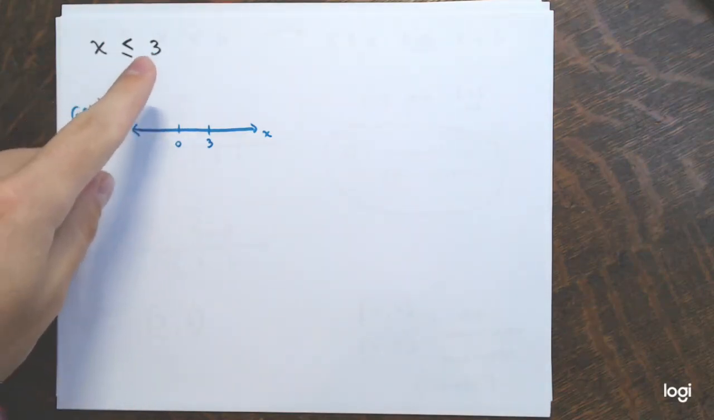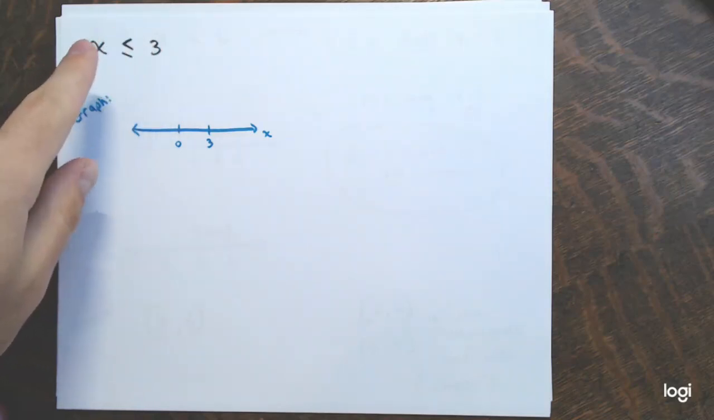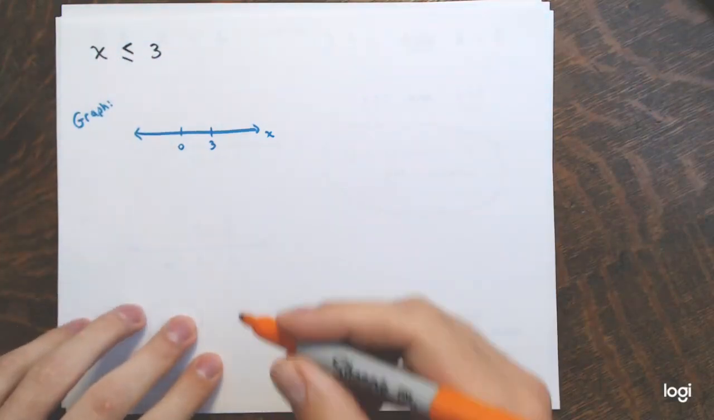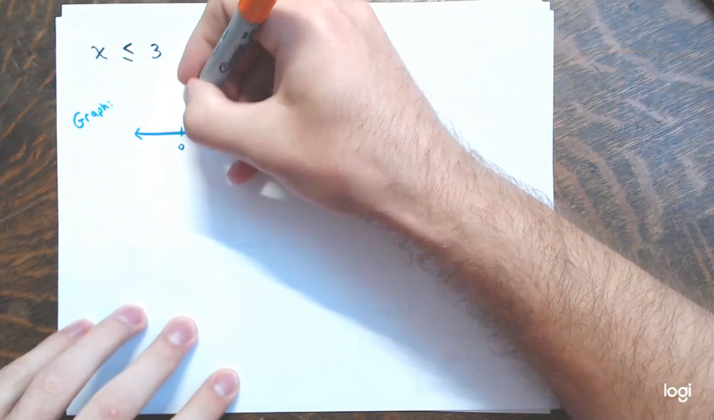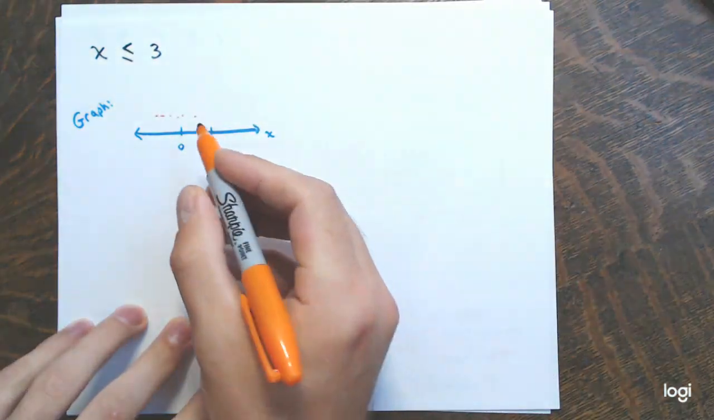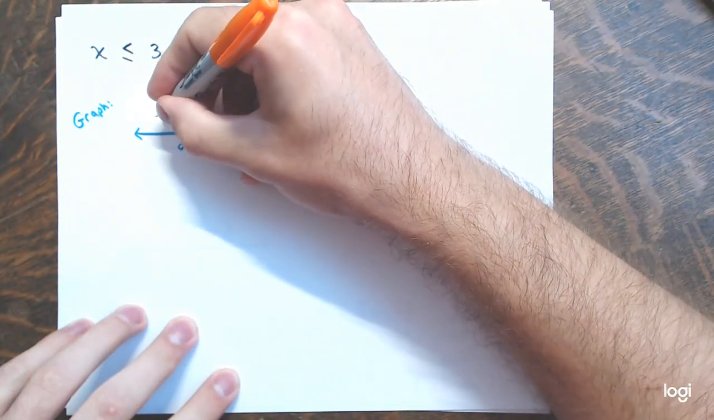Well, 2 is basically anything less than 3, right? 2 is less than 3, 1 is less than 3, negative 5.5, negative pi, all the things left of 3, right? 2, 0, all these numbers here. And then I'll indicate that by just drawing a nice ray.